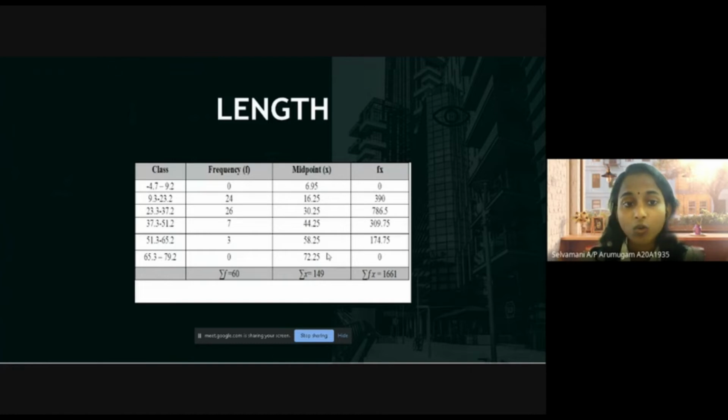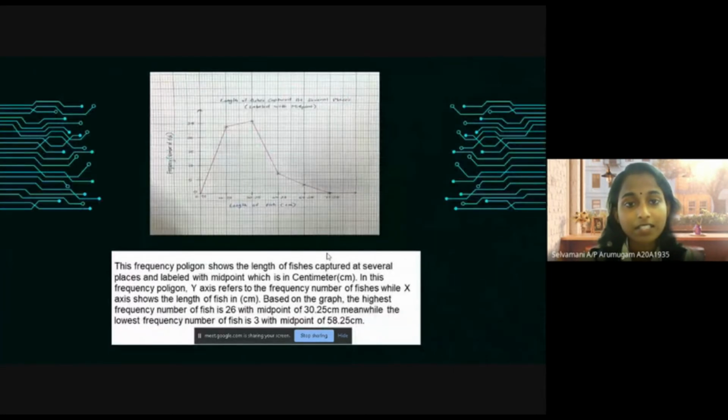This is the length, and also this is the calculation of the length, which is arranged by class, frequency f, midpoint x, and fx. This is our length calculation with the frequency polygon graph. This frequency polygon shows the length of fish captured at several places and labeled with midpoint, in centimeters, cm. In this frequency polygon, the y-axis refers to the frequency number of fish, while the x-axis shows the length of fish in cm. Based on the graph, the highest frequency number of fish is 26 with midpoint of 30.25 centimeter. Meanwhile, the lowest frequency number of fish is 3 with midpoint of 58.25 centimeter.